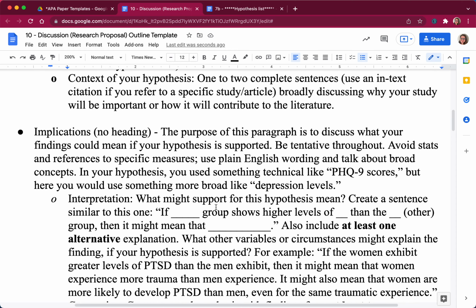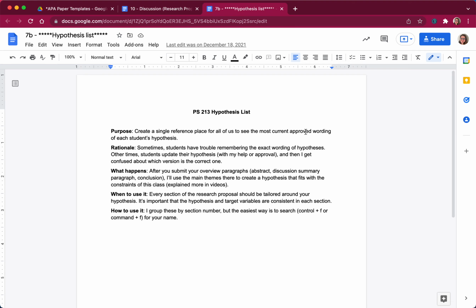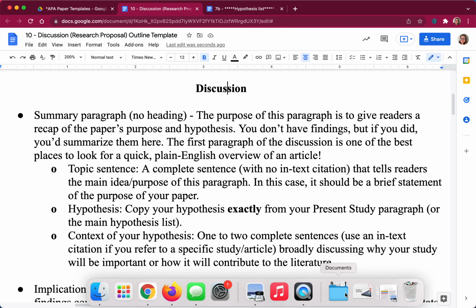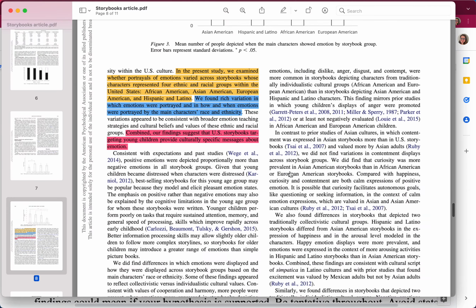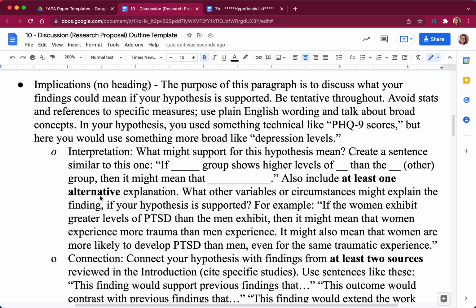The next paragraph, and you don't need a heading for either of these, will just be under discussion, just like I've already minimized it. But if we look at our article here, they talk for quite a while before they get to, actually they don't have any headings at all in their discussion. So the next paragraph is implications. This is where you talk more in depth about what it might mean if your findings are supported.